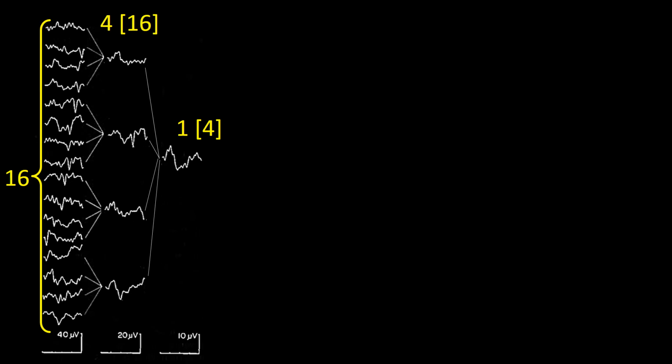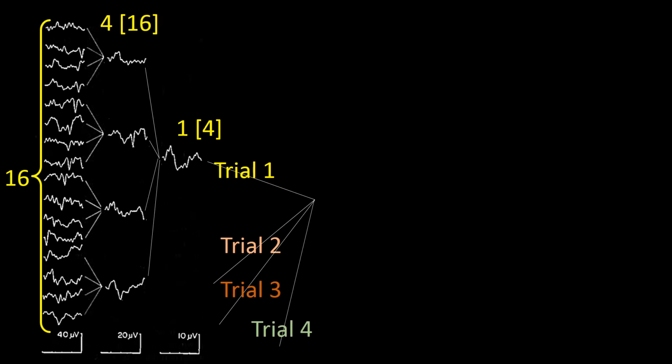This degree of amplification has been achieved by going from 16 potentials to 4 potentials and from 4 potentials to 1 potential. I will label this exercise as trial 1. Now let's imagine that we do the same and label the new trial 2. We do it again and label the trial 3. And we do it again and label the trial 4.